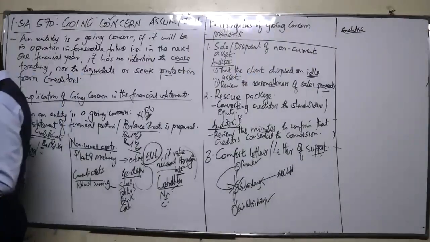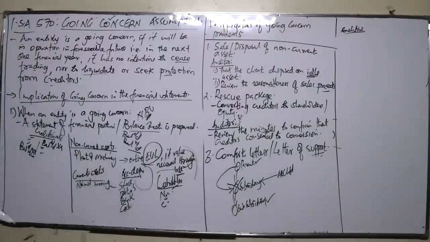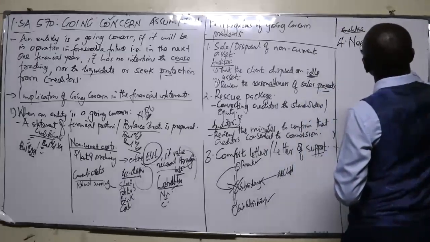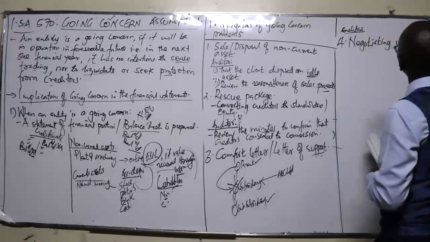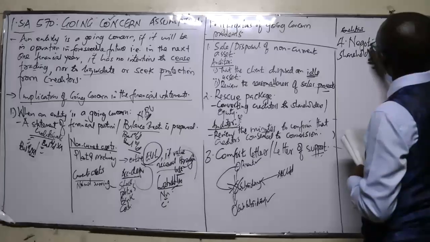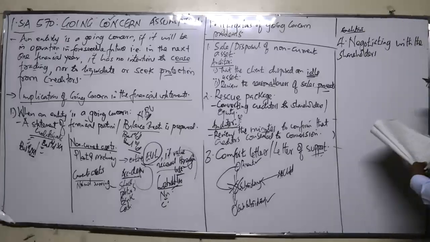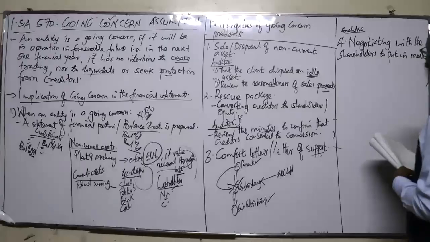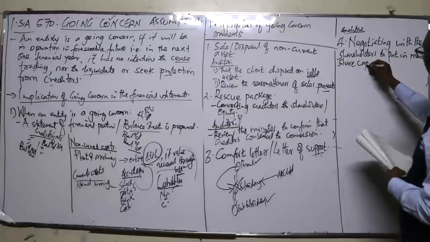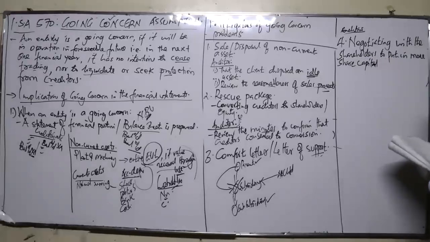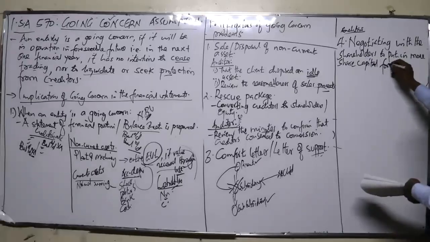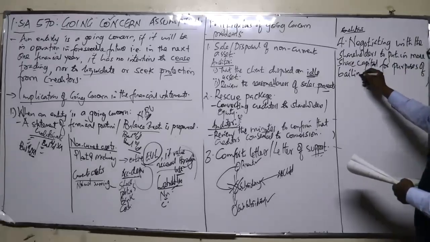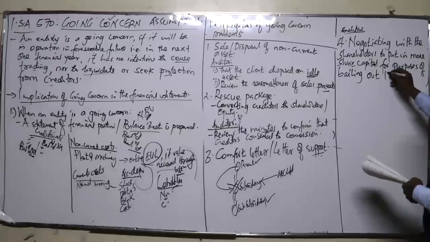Next, number four: negotiating with the shareholders to put in more share capital for purposes of bailing out the entity.